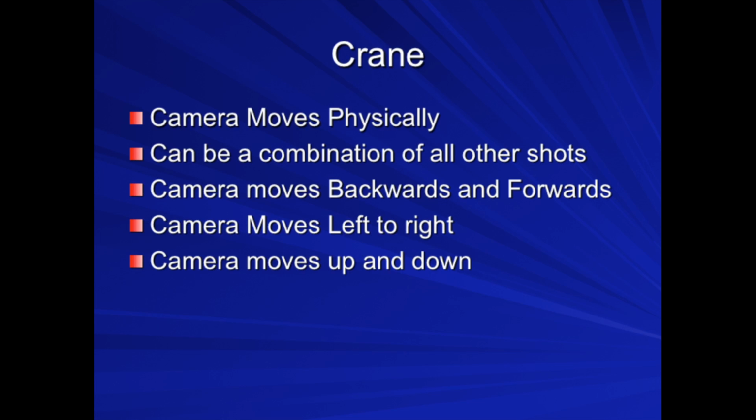So the next one is a dolly shot. The dolly shot moves on tracks, and it is called this because the camera sits on a dolly and the dolly will sit on the tracks and move. So this follows the action smoothly, and it's very similar to a tracking shot. Again, the camera moves physically, it's not static, and the camera can move left to right and forwards and backwards. The next shot is a crane shot.